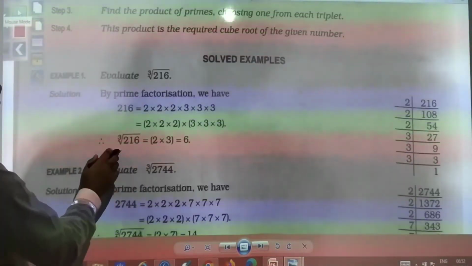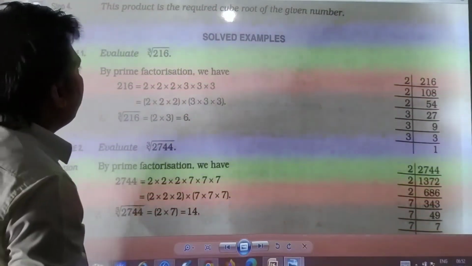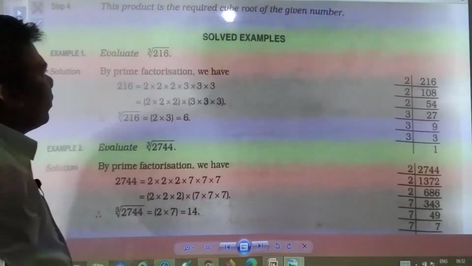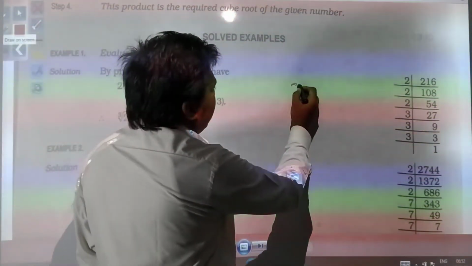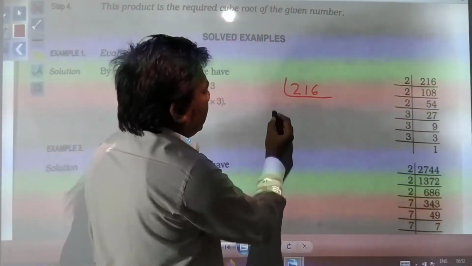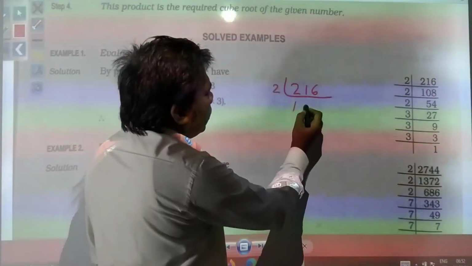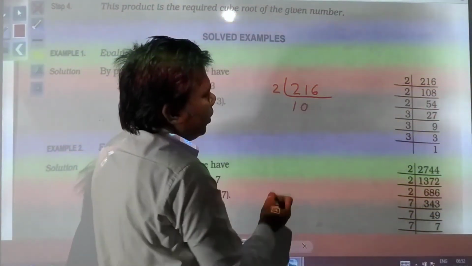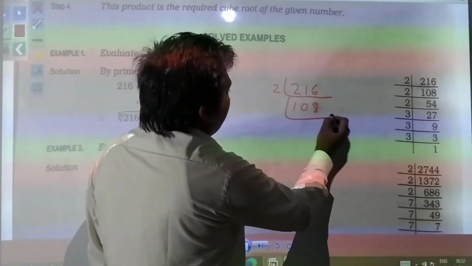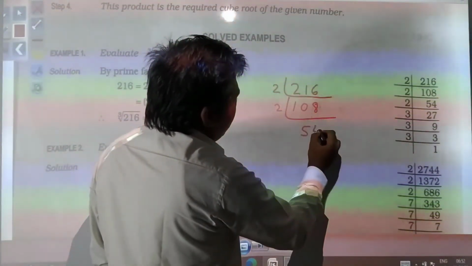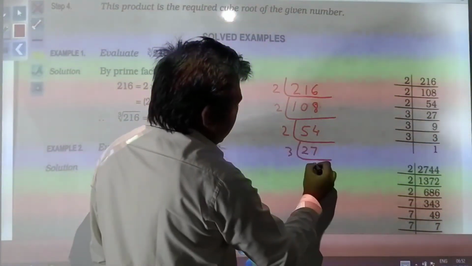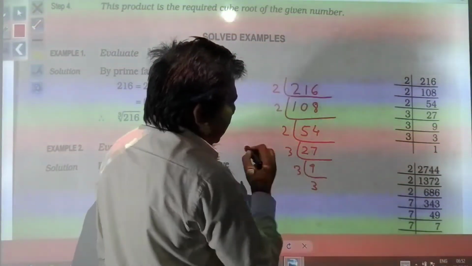So the first example, you see: evaluate the cube root of 216. First we need to do prime factorization. If you are finding the prime factors of 216, how will we proceed? 2 ones are 2, here 1 you have, so 0 will be put. Now you have 16, so 2 eights are 16, then 2 fives are 10, 2 fours are 8, 2 twos are 4, 2 sevens are 14, 3 nines are 27, 3 threes are 9.